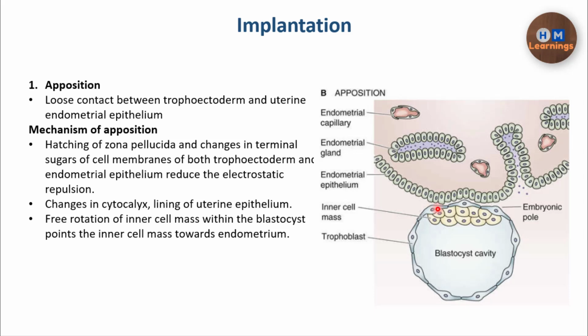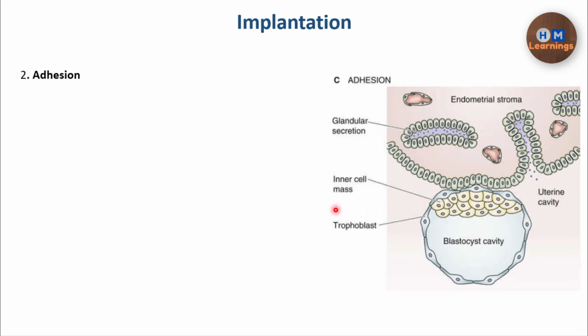After coming in contact with the endometrium, what happens at the inner cell mass is that there is free rotation of the inner cell mass within the blastocyst. Ultimately, this free rotation allows the inner cell mass to point towards the endometrium at the time of apposition. Apposition is just the loose contact between the trophoectoderm and the endometrium; they are closely opposed to each other, in very close proximity. Now, this is just the close contact.